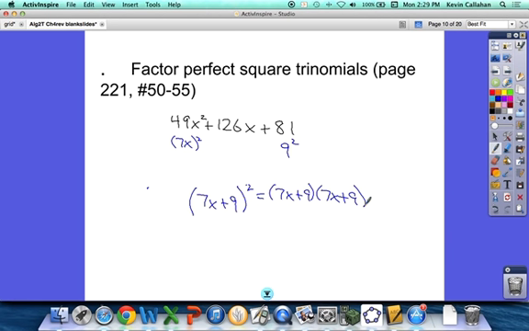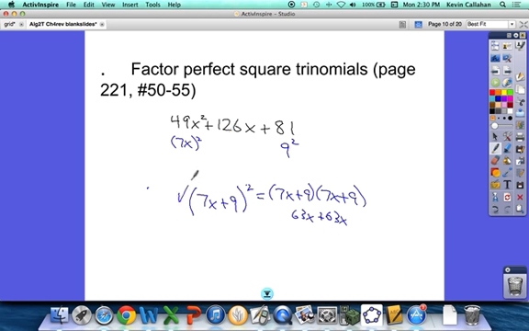Okay. So we need to check the middle terms. We know that the first term and the last term are correct if I FOIL these two. But I need to check if I get 126x if I do the middle terms. 7x times 9, 63x. 7x times 9 again, 63x. 63x plus 63x, 126. So that is the factoring.